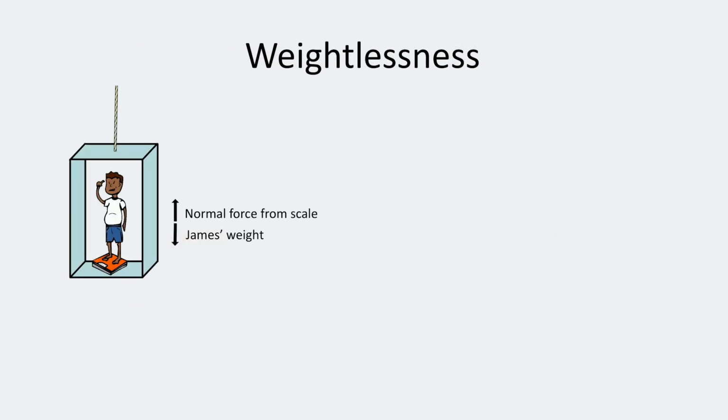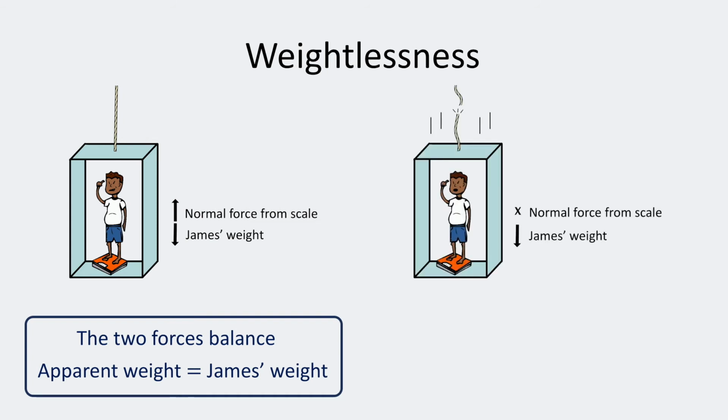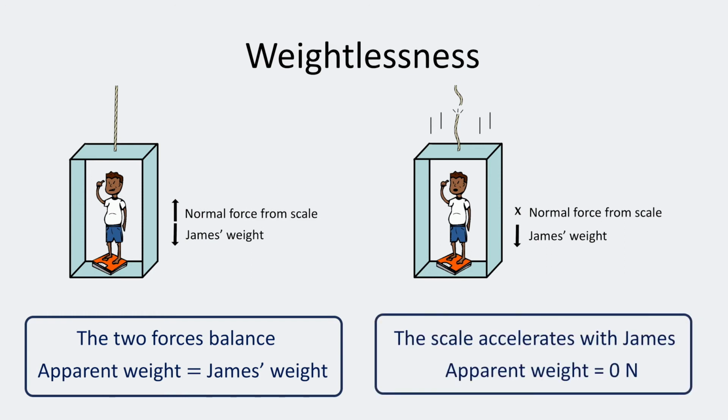We talked about weightlessness, and how when James is standing still on his scale, the two forces, the normal force from the scale and his weight, exactly balance, and the apparent weight is equal to James's real weight. But when the elevator cable snaps, there is no normal force anymore because the scale accelerates with James towards Earth's center, so the apparent weight is 0 newtons.